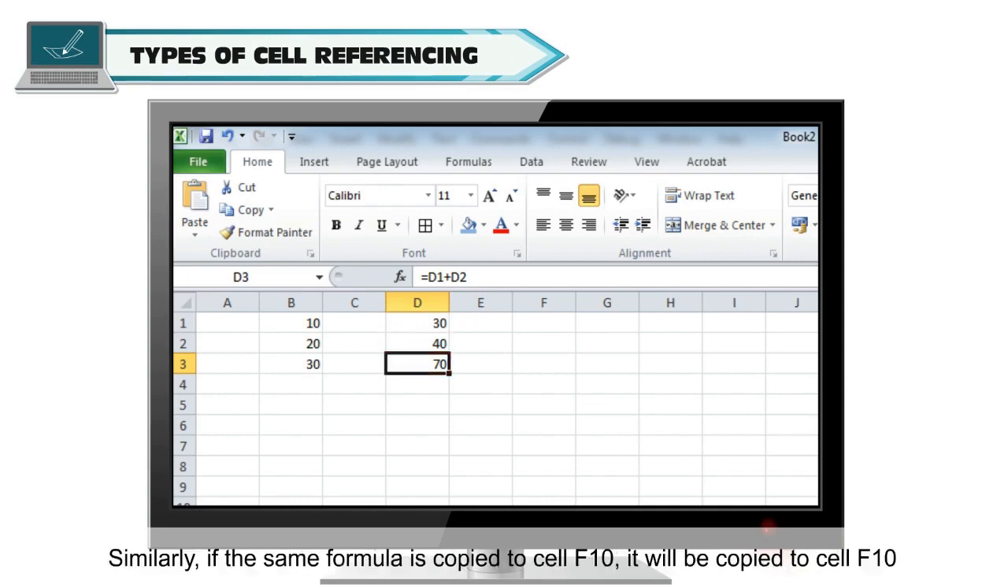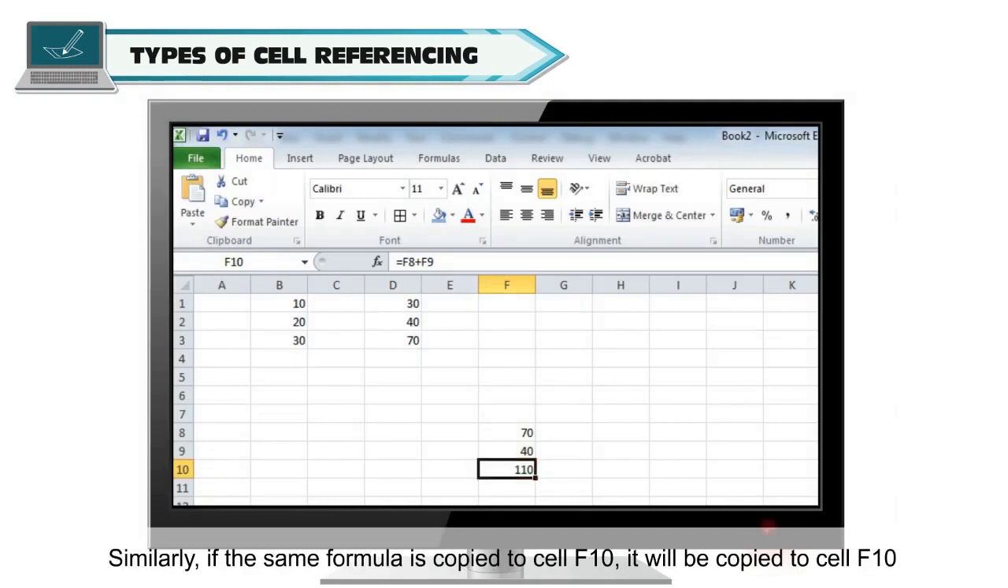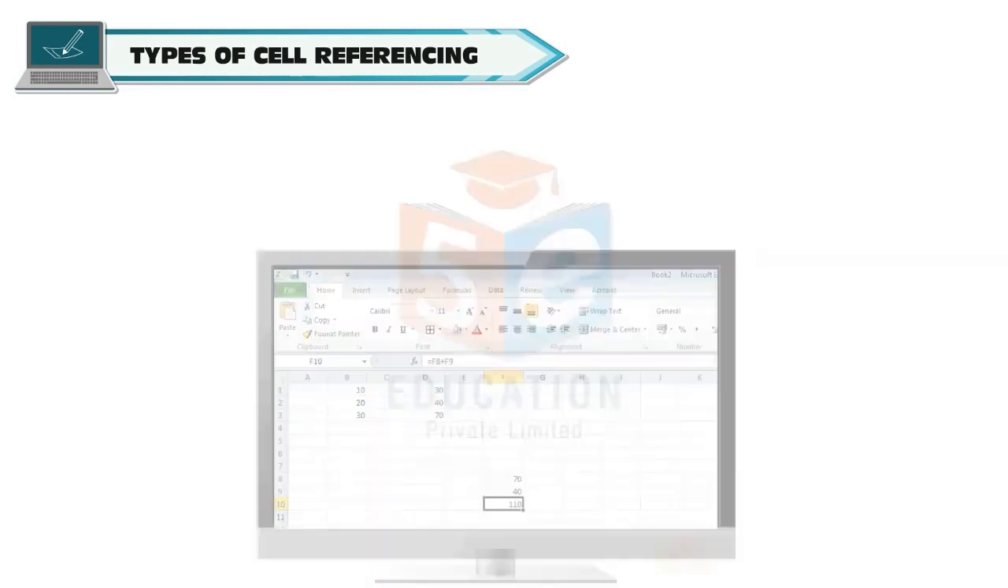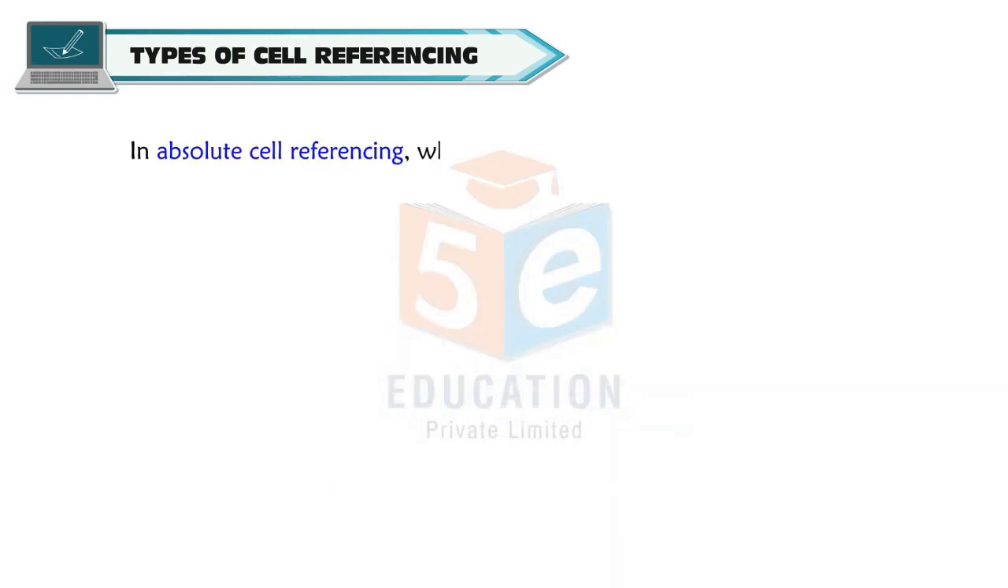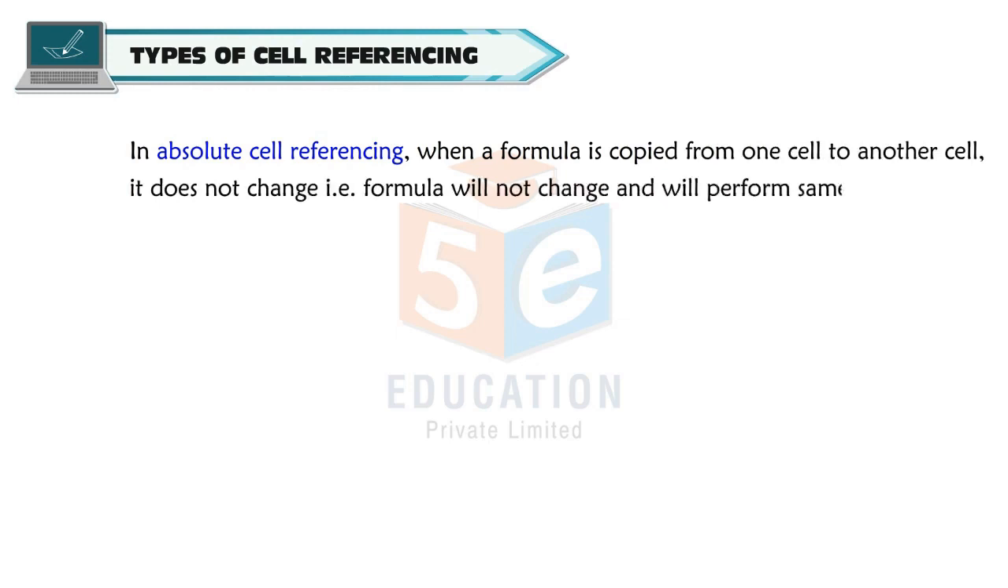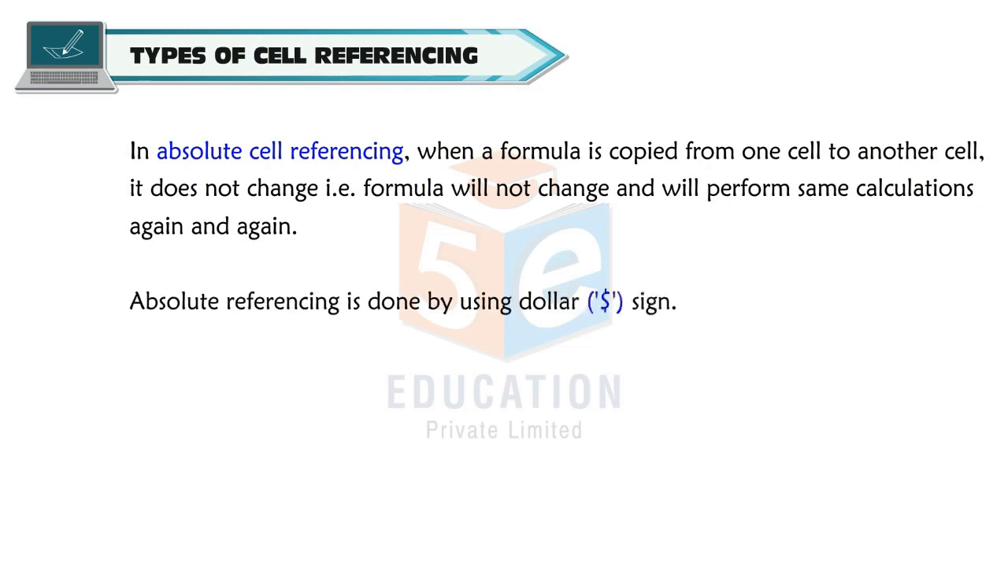Similarly, if the same formula is copied to cell F10, it will get converted into =F8+F9 relatively to cell F10. In absolute cell referencing, when a formula is copied from one cell to another cell, it does not change. That is, the formula will not change and will perform the same calculations again and again. Absolute referencing is done by using the $ sign.